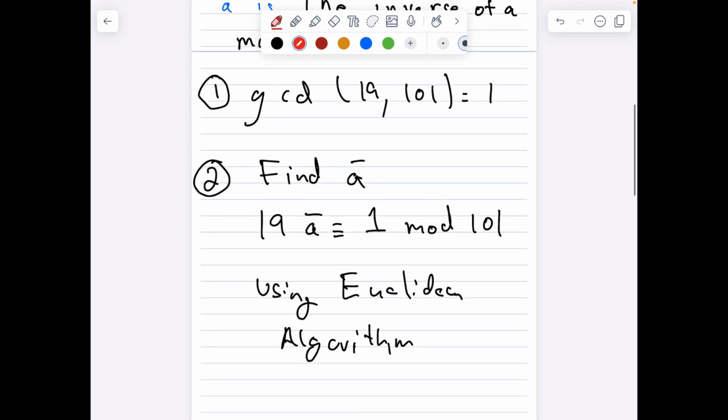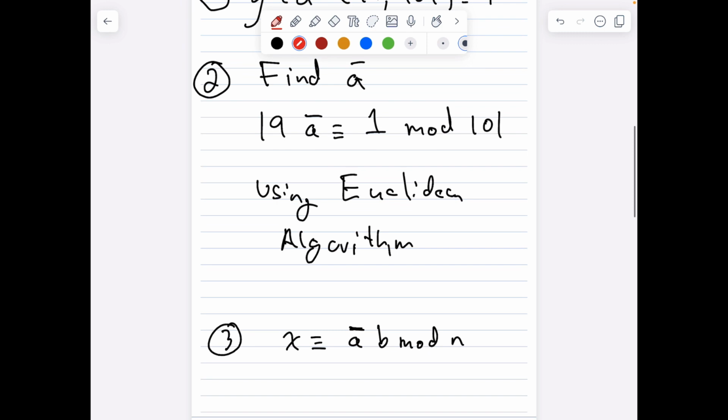The next thing is, in my opinion, the most computationally involved part of these problems, which is finding a bar. And a bar satisfies that 19 a bar is congruent to 1 mod 101. The way you find a bar is by using the Euclidean algorithm, or you can do this by inspection as well. Inspection, though, only works out kind of nicely if you have easy numbers to work with.